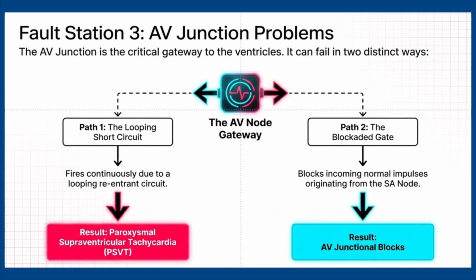We have two famous abnormalities of the AV node. Either we get the looping reentrant circuit generating episodes of tachycardia, which we call paroxysmal supraventricular tachycardia or junctional tachycardia, and we discussed this in the previous lecture. Or the AV node, which acts as a gateway between the atria and ventricles, could block the conduction of impulses, blocking the incoming normal impulses originating from the SA node, leading to AV junctional block.